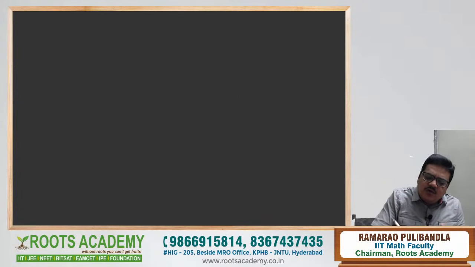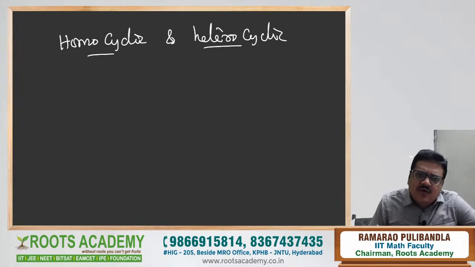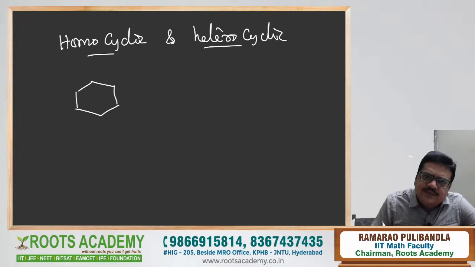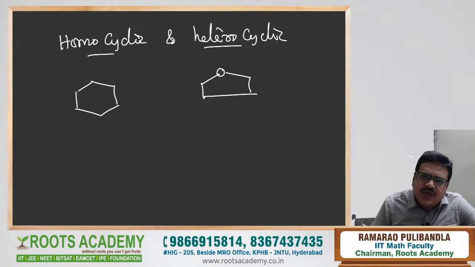Next one, homocyclic and heterocyclic. Homocyclic means all are carbons only. Heterocyclic means any other atom in the ring, and we can call it heterocyclic. In this also, there are homocyclic aromatic and heterocyclic aromatic.